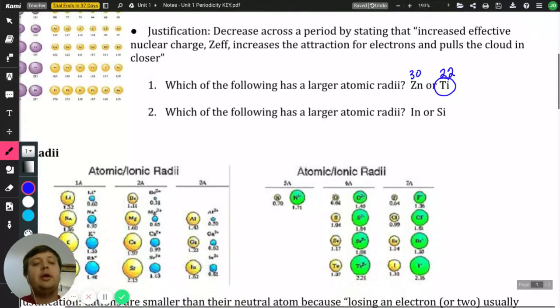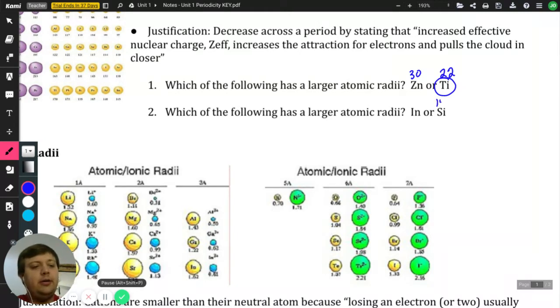Next, which of the following has the larger atomic radius? Now, we're going to look at these and see where they are on the periodic table again. I've got silicon, which is atomic number 14, and then I've got indium, which is atomic number 49. I'm going to compare them. These two are not in the same row or period, so we're going to have to look at our distance from the nucleus, our number of energy levels, instead.